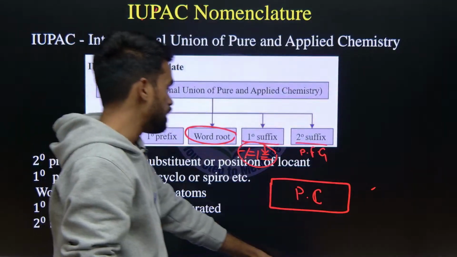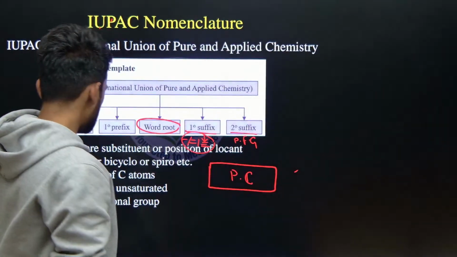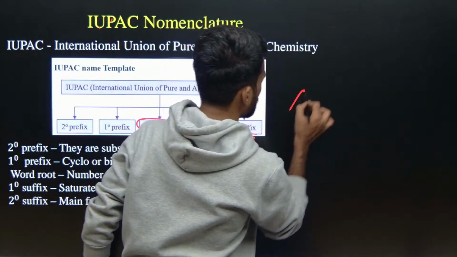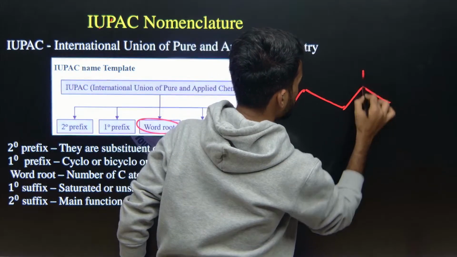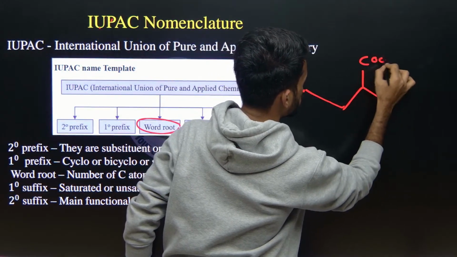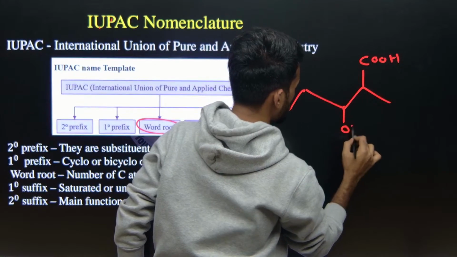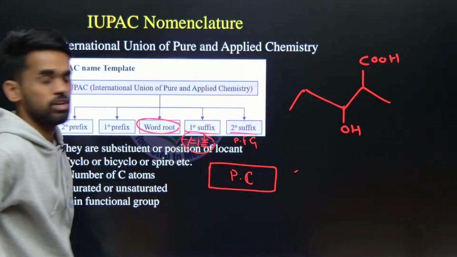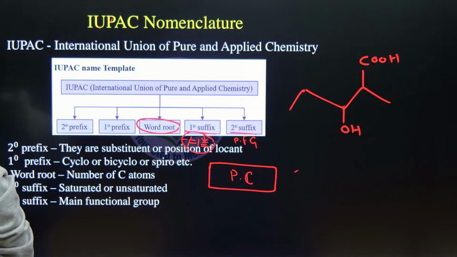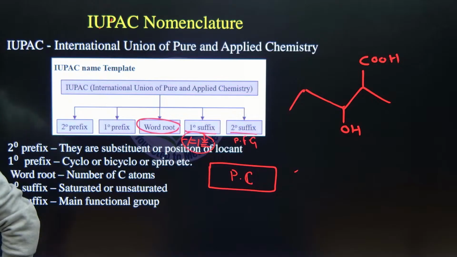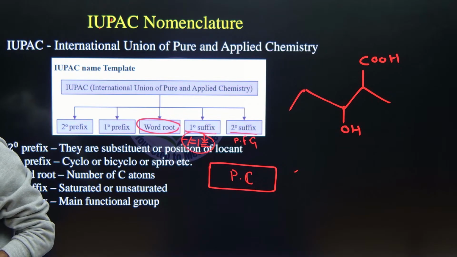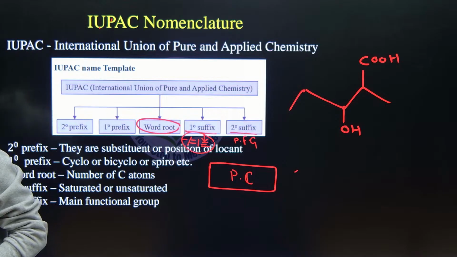For example, in a given compound, look at this, try to write the IUPAC name of this compound. I am writing COOH here, and at this position I am writing OH. Now tell me, what is the IUPAC name of this compound? How can you write the name? Just try once, very easy.